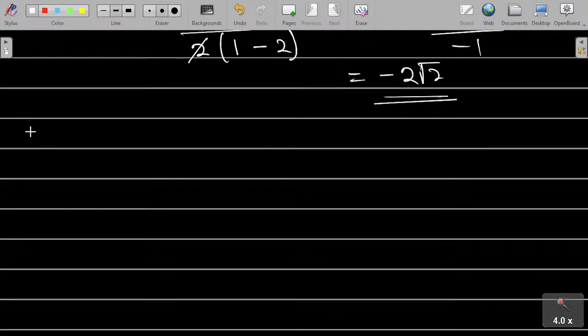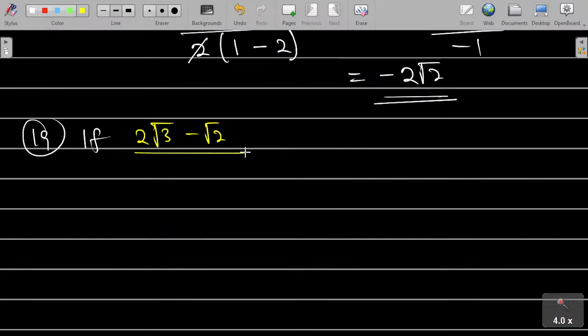Okay, and then we go over to number 19, which happens to be the last on surds. So there we have that if (2 root 3 minus root 2) all over (root 3 plus 2 root 2) is equal to m plus n root 6. So we are told to find m and n.